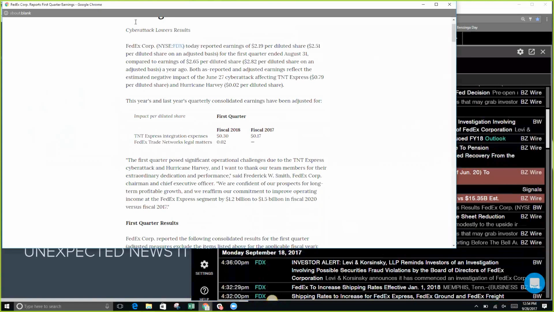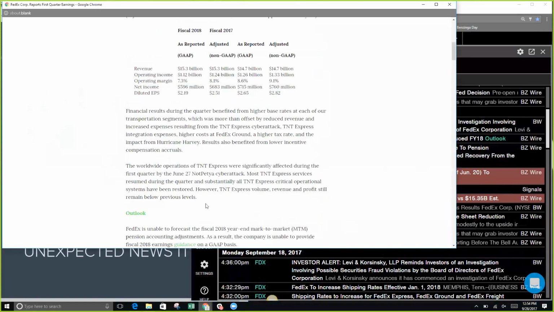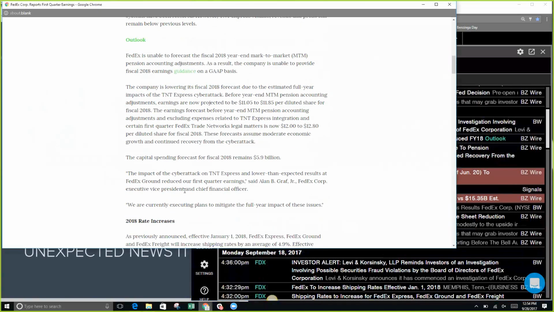So what's happening here? Scroll down, Mike, and let's see if we can find the guidance. Look, it says Outlook right here. Scroll down, I want to find the figures really quickly. So we have the earnings forecast before, and all these adjustments is now $12 to $12.80. That's the extent of what FedEx is telling you here. They're giving you a nice little hint. Will you highlight that word right there, lowering? Right above it, just one more up.